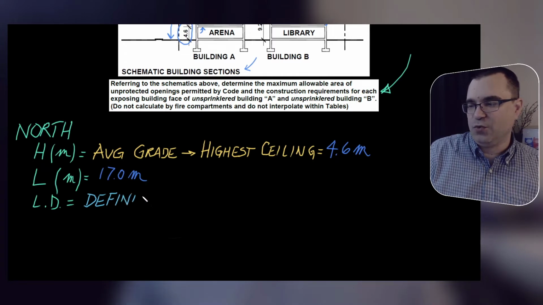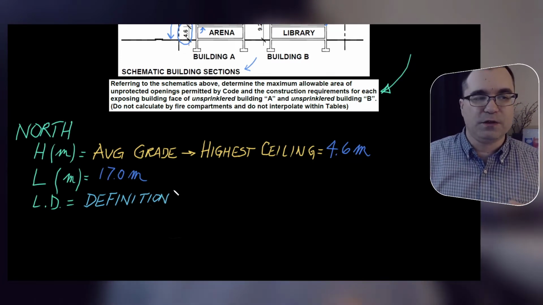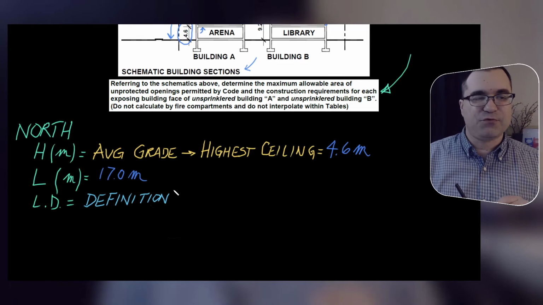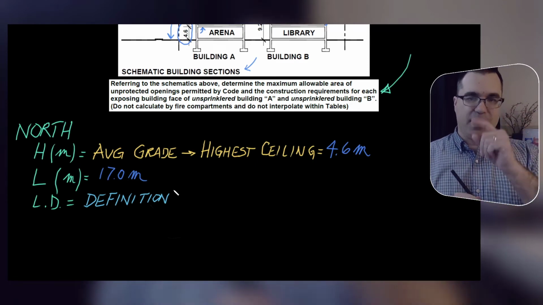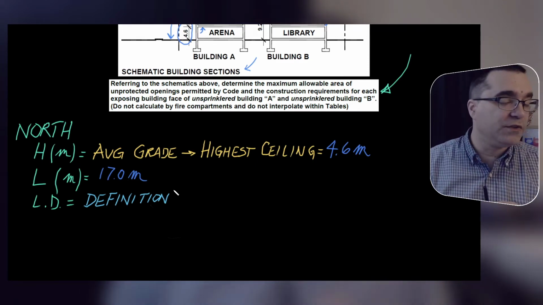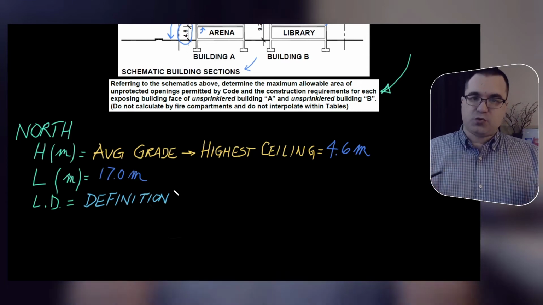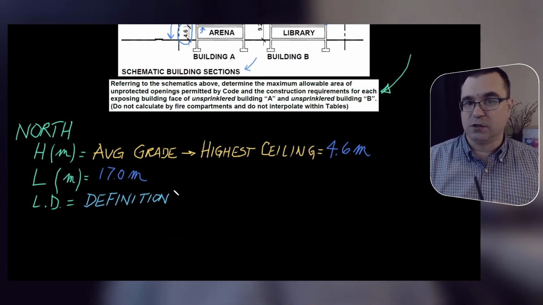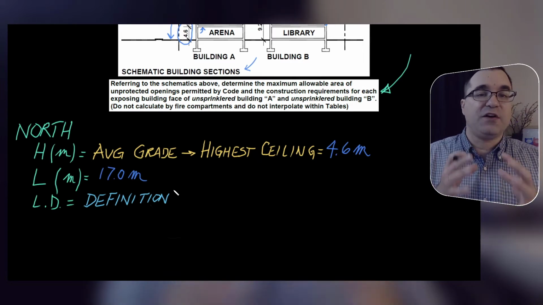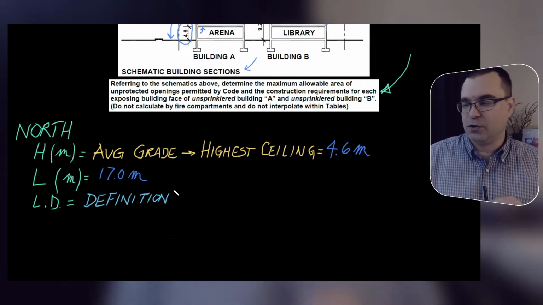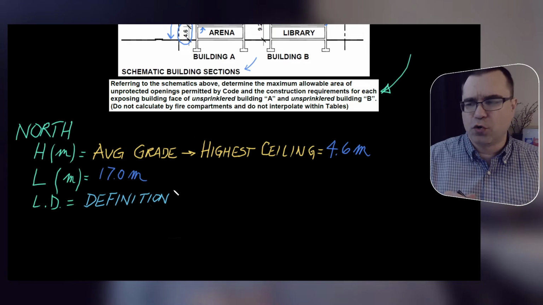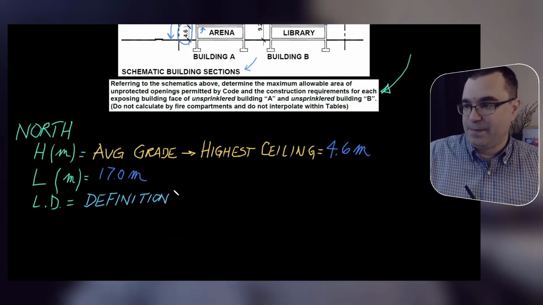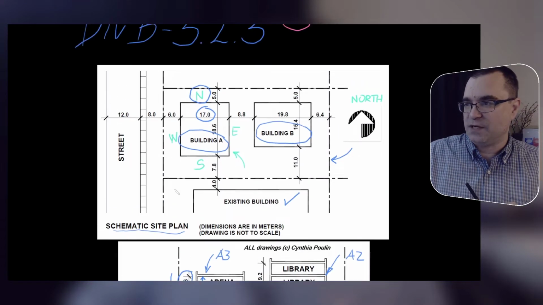And do you know where you find the definitions for limiting distance in the Ontario Building Code? Where do you find the definition for any word? Well, as of right now, in the top right corner of the screen, as well as in the description of this video, I'm going to link for you a video I posted not too long ago about definitions in the Ontario Building Code.